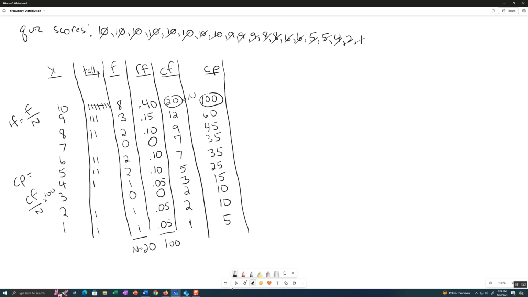And you're pretty much done here, unless I ask you about percentile rank. So I may ask, what is the percentile rank for a value of 7? If you want the percentile rank for a value of 7, go find 7. Move over, find the percentile rank, which is in the CP column. So for 7, move over to the CP column. It gives me 35 as my percentile rank.